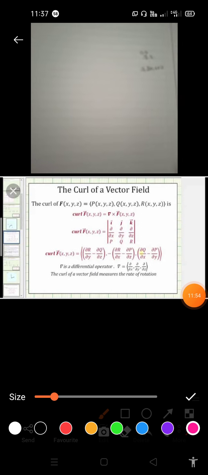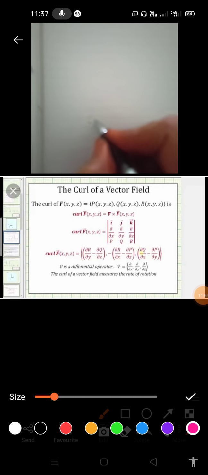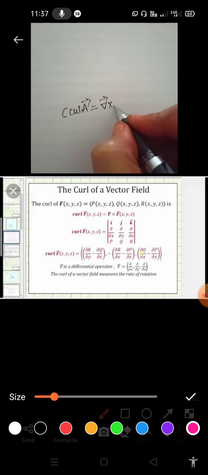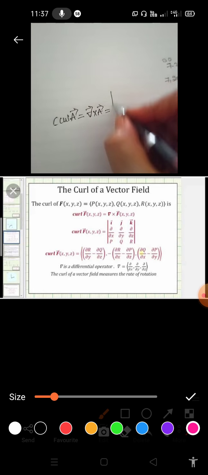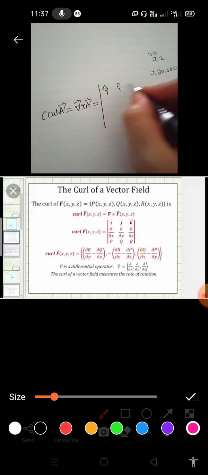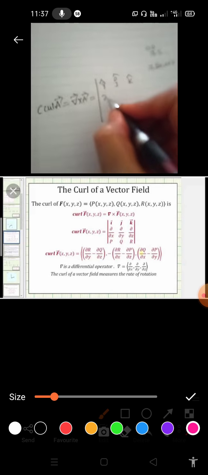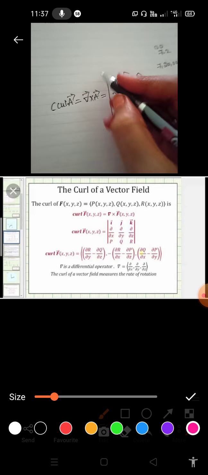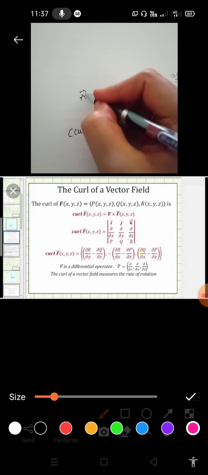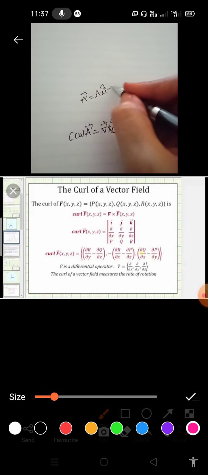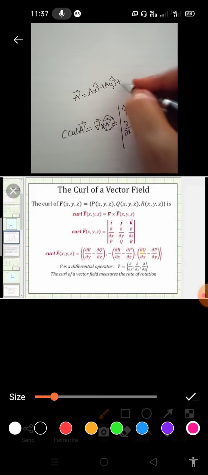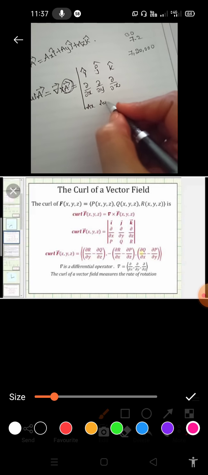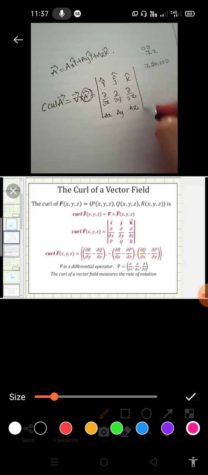See here, so the curl of a vector field, curl A bar, is equal to del bar cross A bar. This can also be written as the determinant of i cap, j cap, k cap, then ∂/∂x, ∂/∂y, ∂/∂z. And the value of A, you already know, A bar is equal to Ax i cap plus Ay j cap plus Az k cap. This is Ax, Ay, Az.